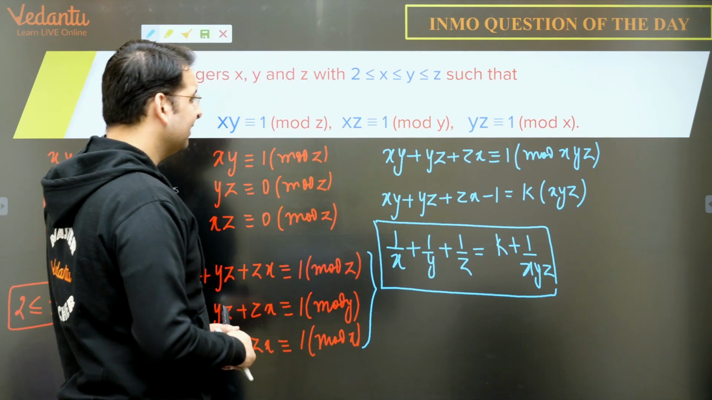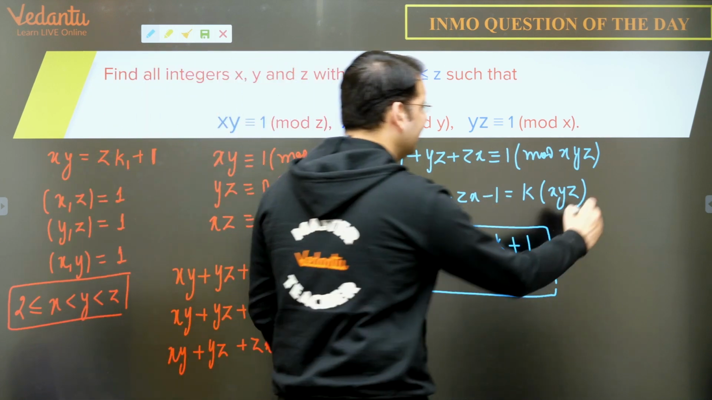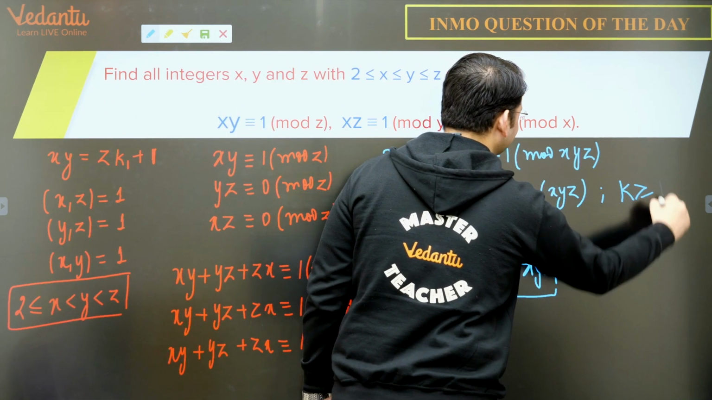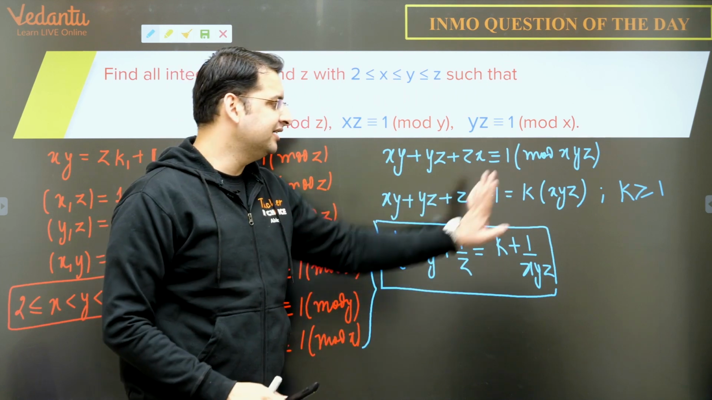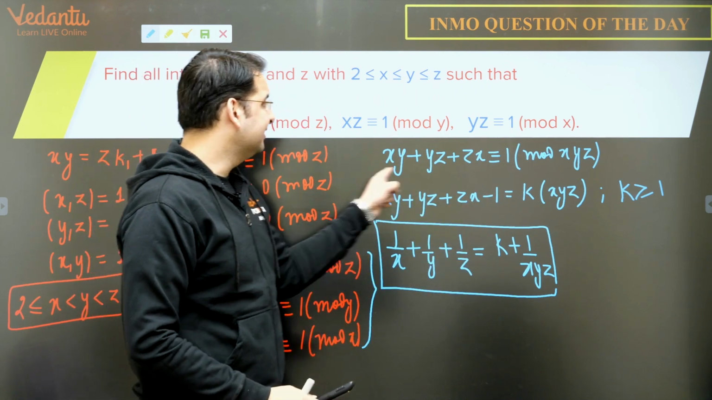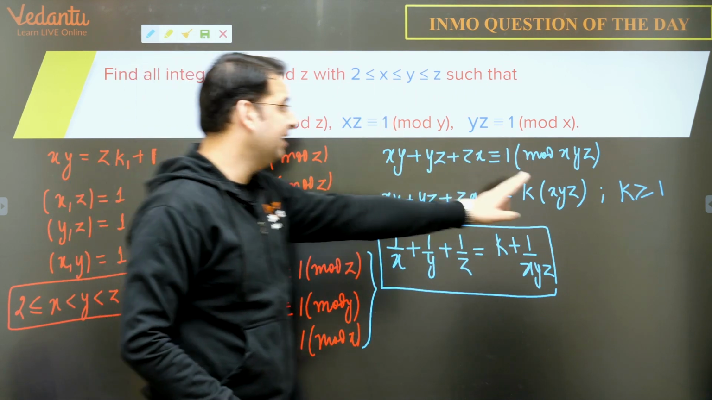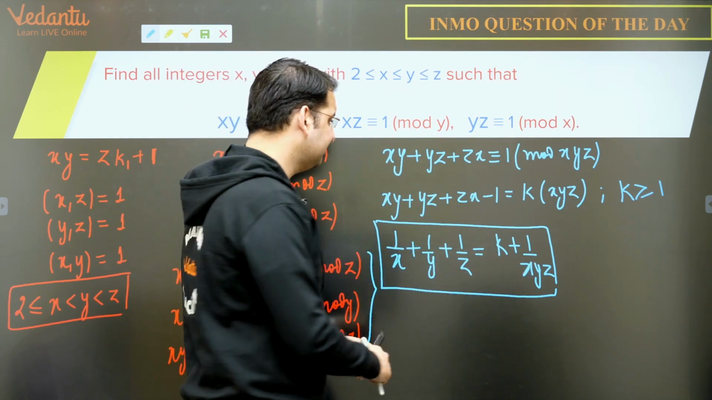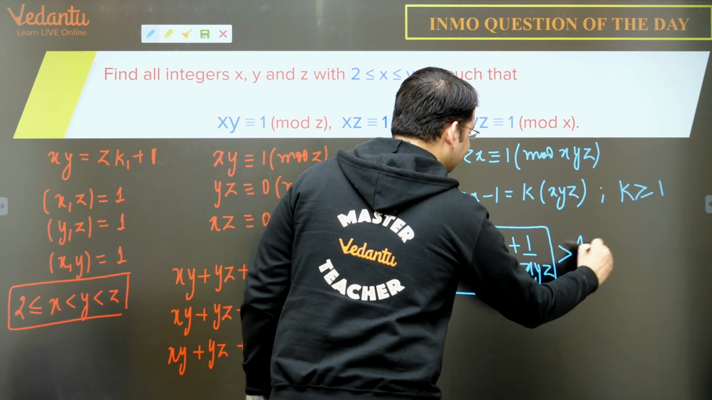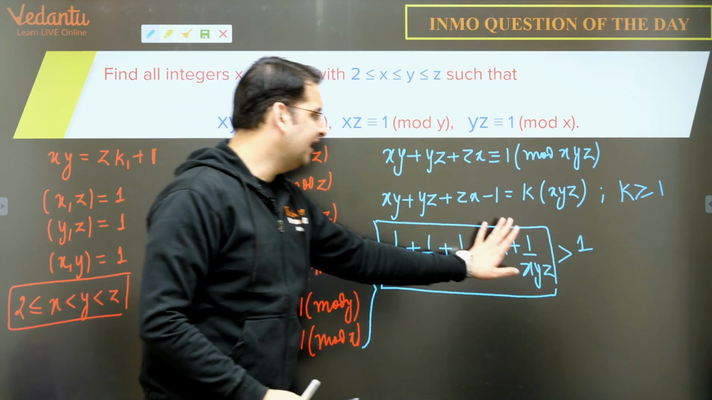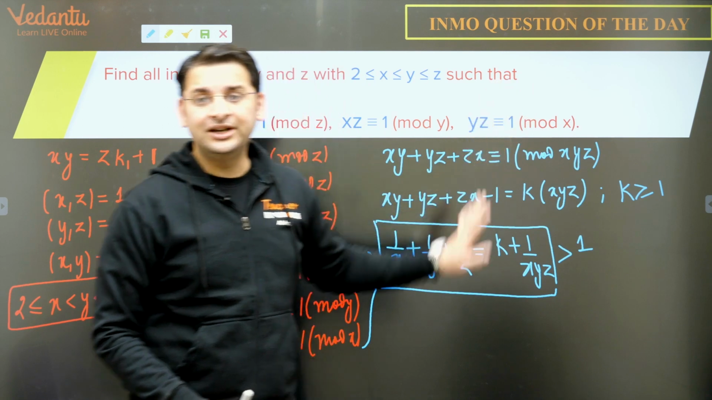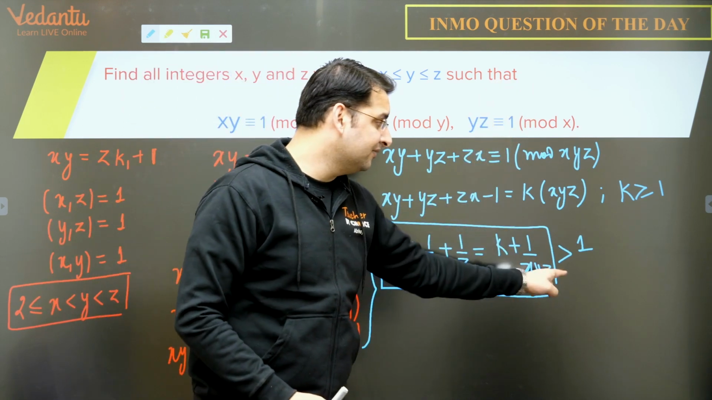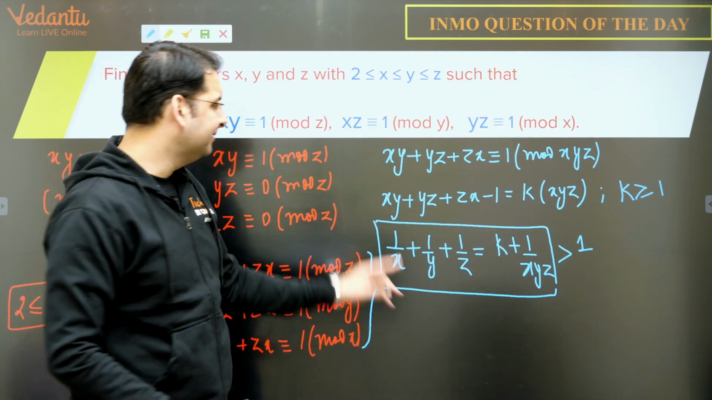Now, it is very obvious that k here is greater than or equal to 1, because k has to be an integer. And since we are talking about all the positive integers, k has to be greater than or equal to 1. So definitely the right hand side is greater than 1, because k is already greater than or equal to 1, and we are adding 1 upon xyz to k as well.